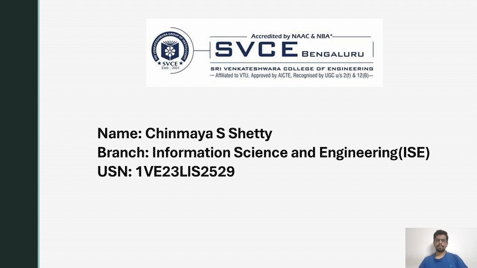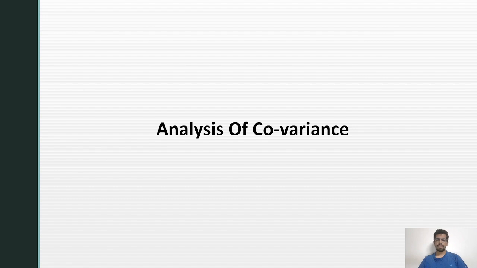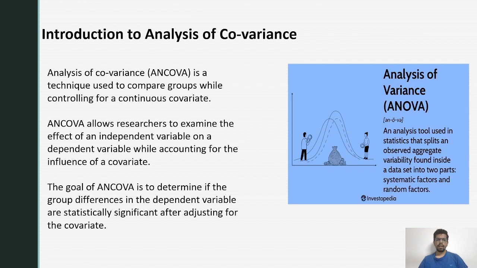In this video, I am going to tell about analysis of covariance. Analysis of covariance is a technique used to compare groups while controlling for a continuous covariate. Analysis of covariance, also known as ANCOVA, allows researchers to examine the effect of an independent variable on a dependent variable while accounting for the influence of a covariate. The goal of ANCOVA is to determine if the group differences in the dependent variable are statistically significant after adjusting for the covariate.